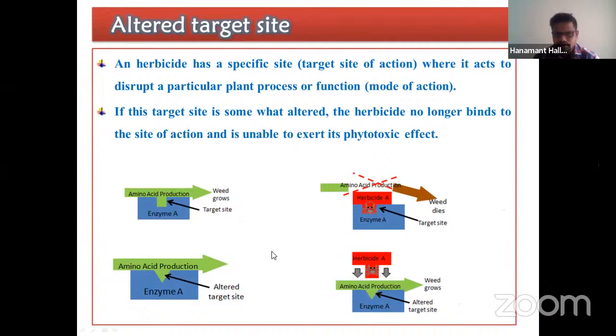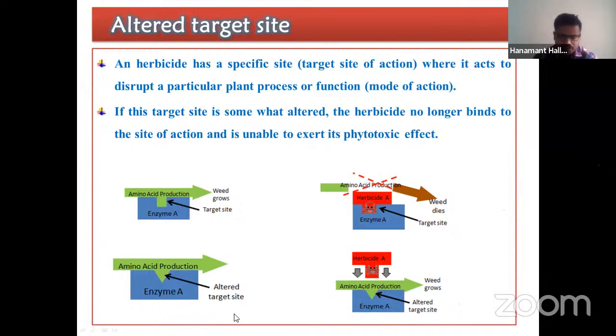So this is the normal condition. This is the normal weed growth, and in case of normal herbicide, if you apply herbicides, that will affect the amino acid production. So weeds will die due to lack of amino acid production.